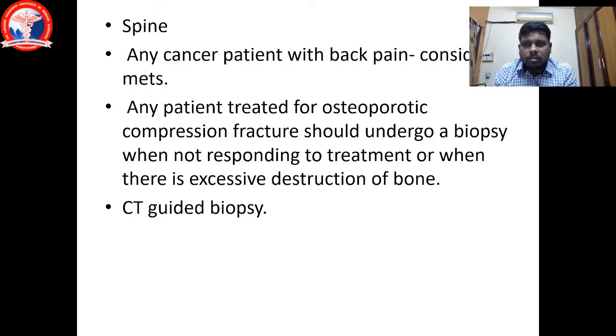For pathological fracture in the spine, in any cancer patient with back pain, you should consider a metastasis. Any patient treated for an osteoporotic compression fracture should undergo a biopsy when not responding to treatment or when there is excessive destruction of the bone. You can go for a CT guided biopsy. When there are also multiple compression fractures, you should also look for any chance of metastasis involving the spine.